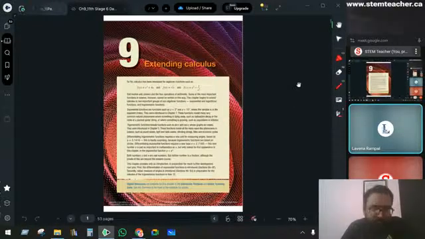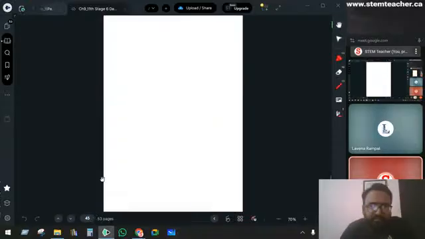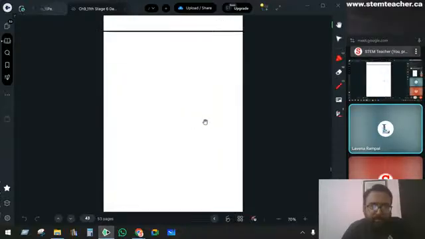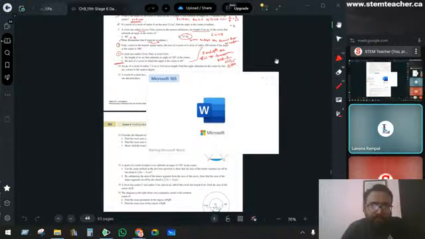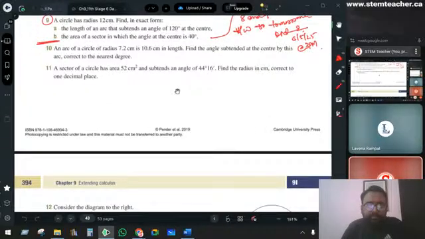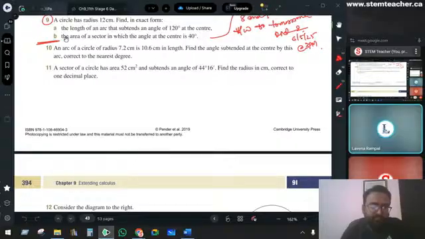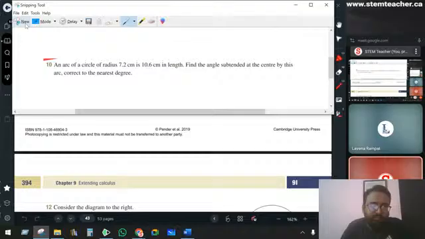Okay. So we are in the last section, around page 45. Some questions are left here. Can you read out the 10th question? An arc of a circle of radius 7.2 centimeters is 10.6 centimeters in length. Find the angle subtended at the center by this arc, correct to the nearest degree. So I'm taking this question.